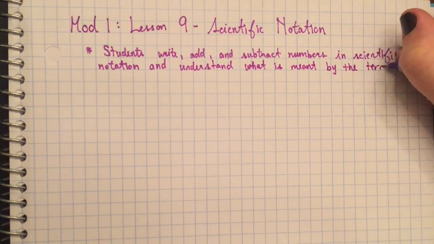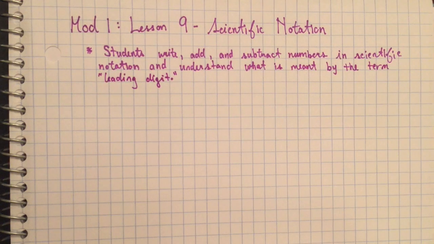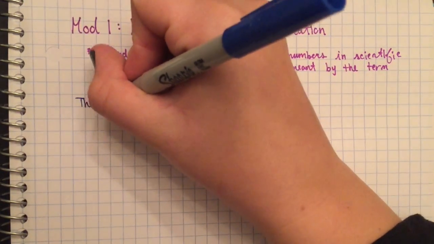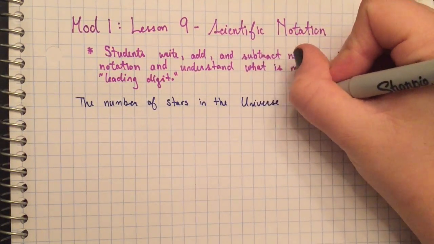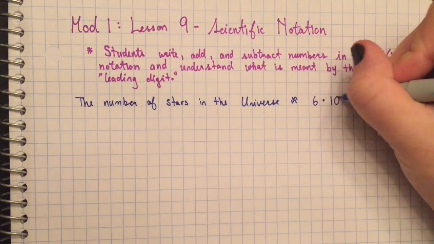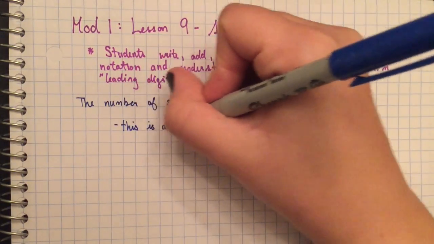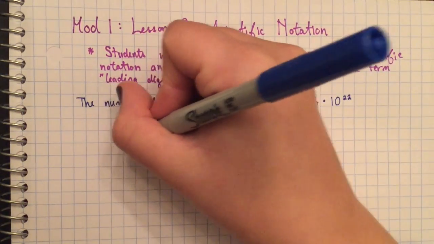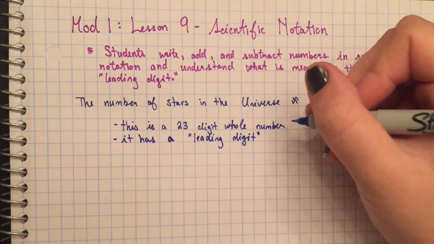Now, if you're leading, then most often you are in the front. So the leading digit is just that whole number that's out in front of the scientific notation. So looking at a quick example, the number of stars in the universe is approximately 6 times 10 to the 22nd power. So this is a 23-digit whole number because I have that 6 followed by 22 zeros. It has a leading digit that is equal to 6 because that's my front coefficient.